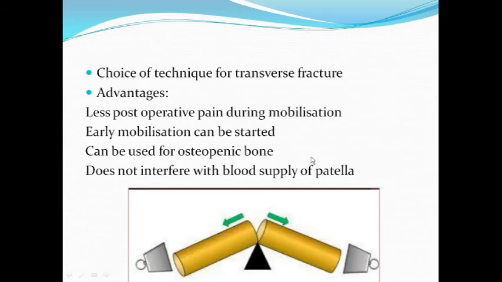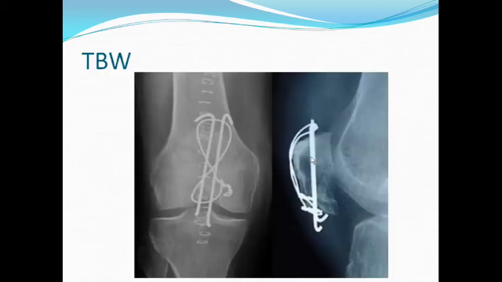Okay. So what is this TBW? It is the choice for transverse fracture. This is done for transverse fracture. Suppose this is the TBW, so the fracture was like this, a transverse fracture. We can't do this TBW in a vertical fracture.